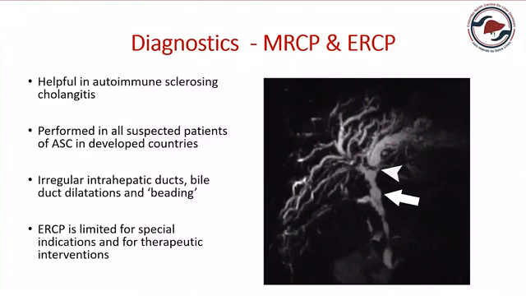So this is a classical feature. You can see beading. The arrows nicely show the areas of beading with the dilated areas, and you can see a stricture in the middle.